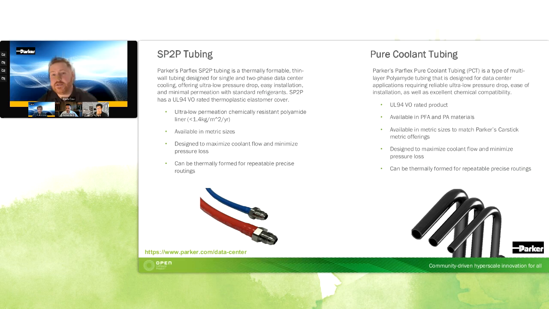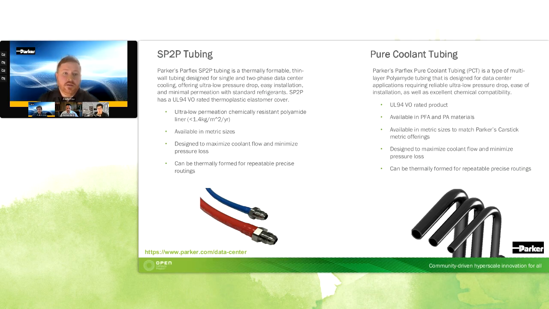The first products that we're going to talk about are two coolant tube offerings, the SB2P and PCT coolant tubes. SB2P is thermally formable, thin-wall design tubing specifically made for this space, as well as for use with single-phase and two-phase cooling. The PCT offering is a multi-layer polyamide product with availability in PFA material as well. They are specifically designed for on-blade applications and perfect for all of these scenarios that we're discussing today.